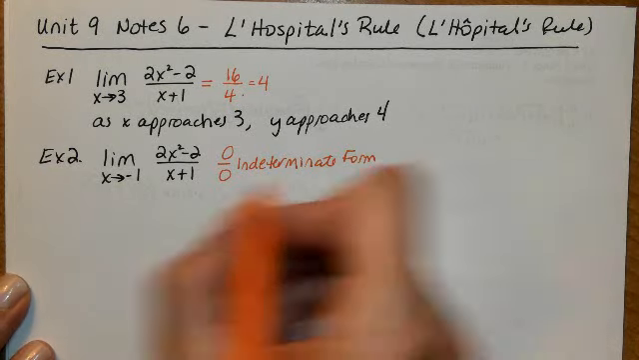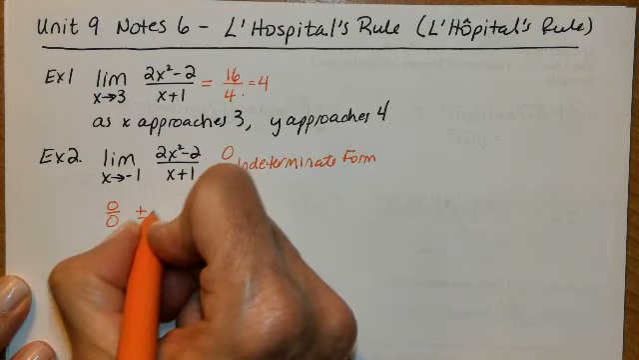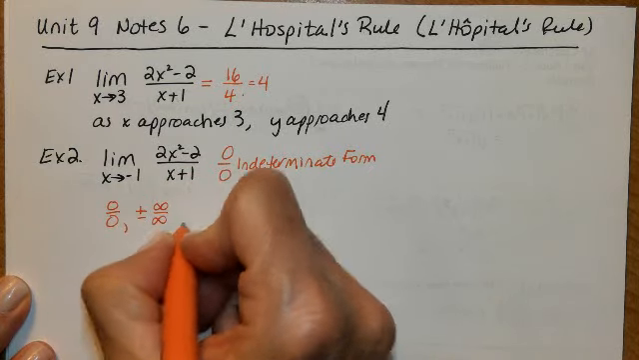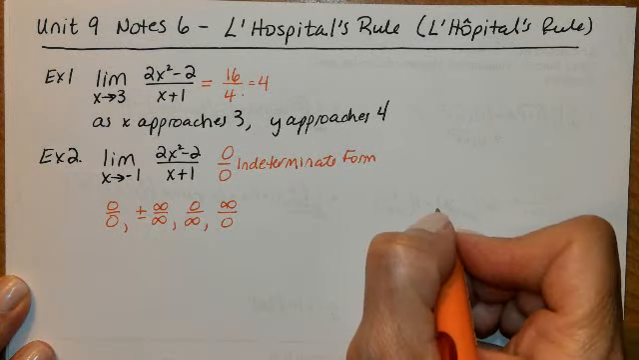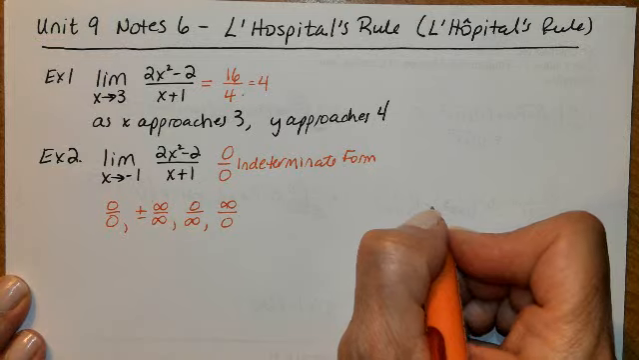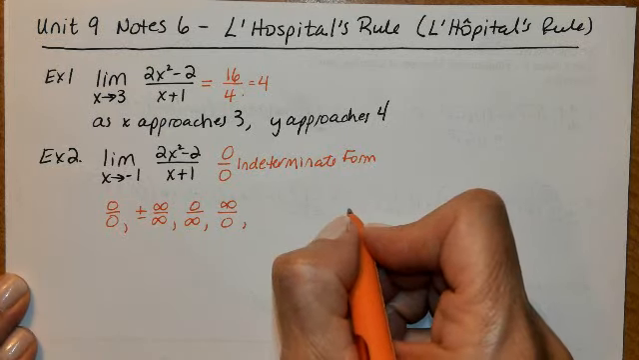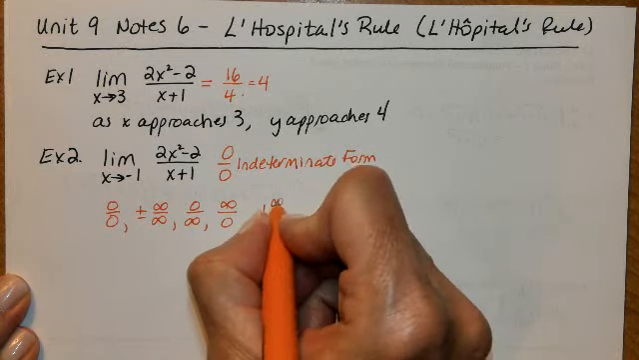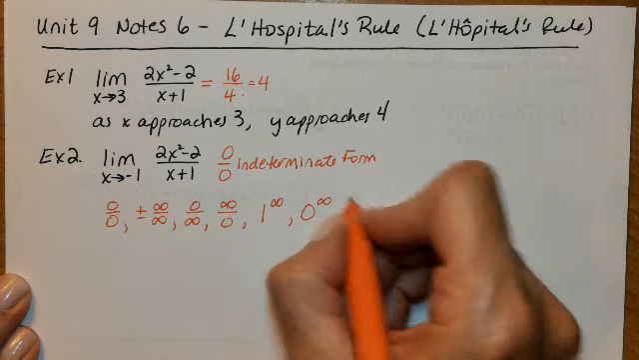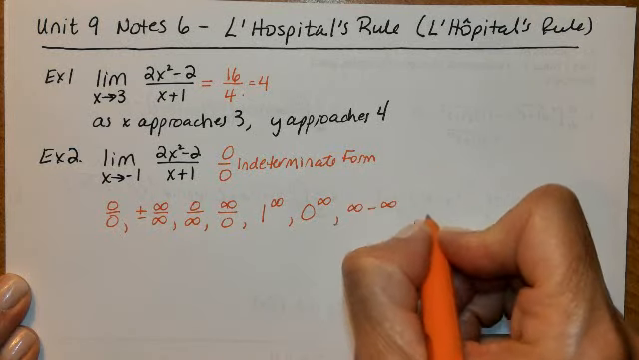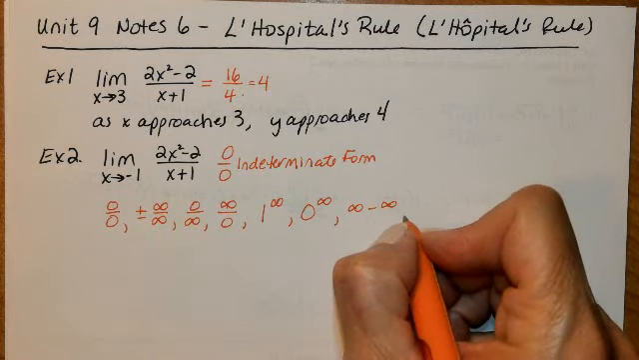It's one of many indeterminate forms. Some of the indeterminate forms that we know of are 0 over 0, plus and minus infinity over infinity, 0 over infinity, infinity over 0. Those are all indeterminate forms. Some indeterminate forms that you might not think of: 1 to the infinity, 0 to the infinity, infinity minus infinity. Those are also indeterminate forms that you might not think are indeterminate.